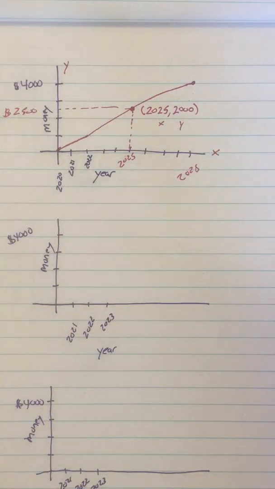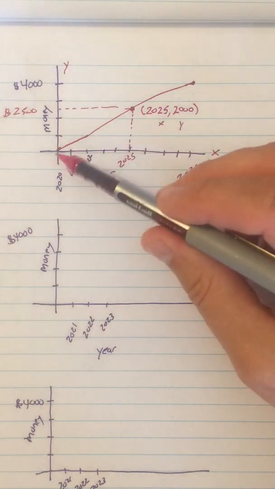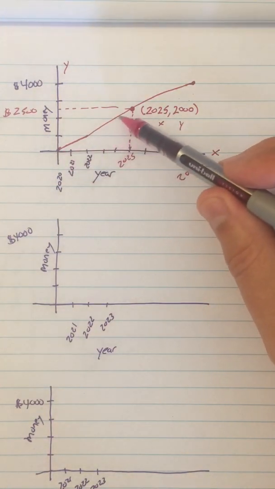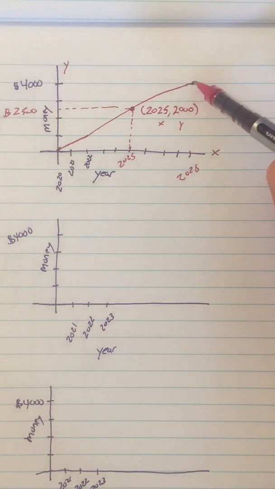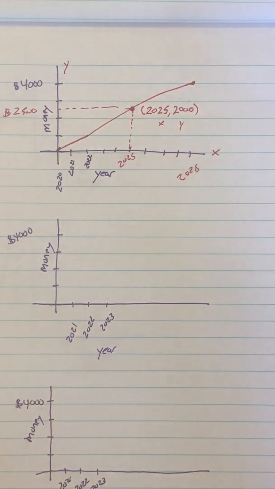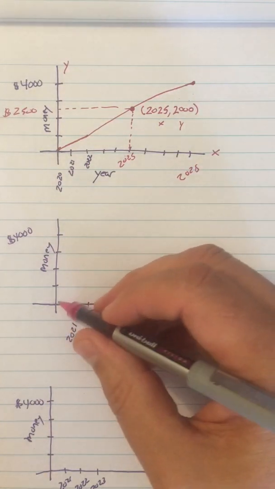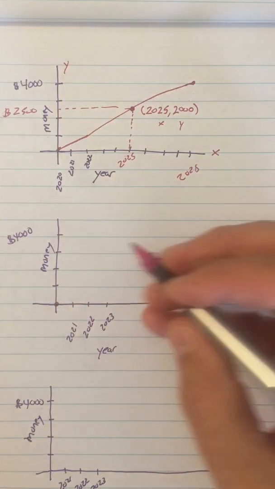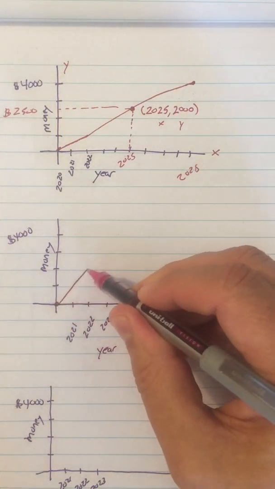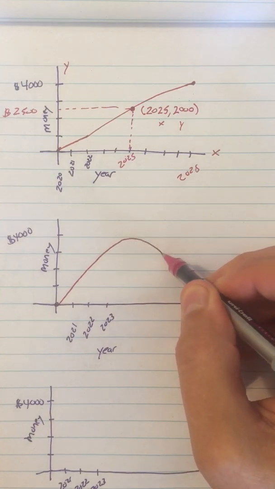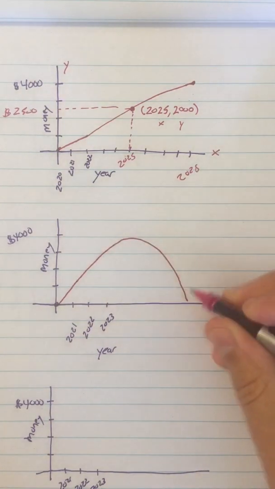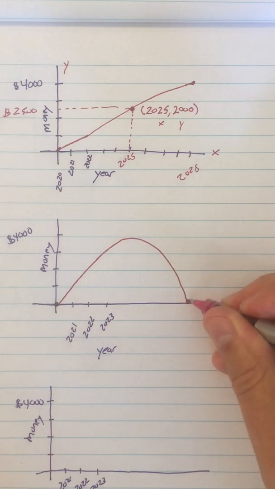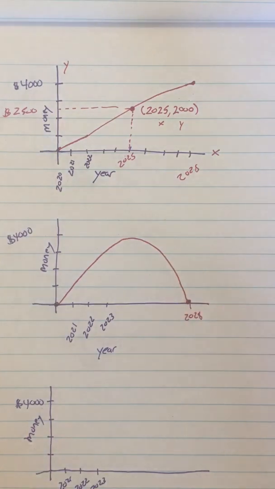All right, so this shows that I started with no money and my amount of money gradually went up until the year 2028 and I had $4,000. The graph could look different. I could start with no money and then make up to $4,000, and then maybe I start losing money and then I lose all my money. So by 2028, I have 0 money again. So these are different things that could happen to my money.